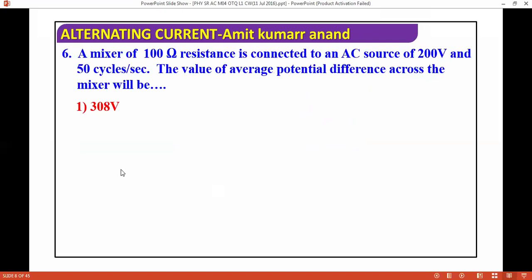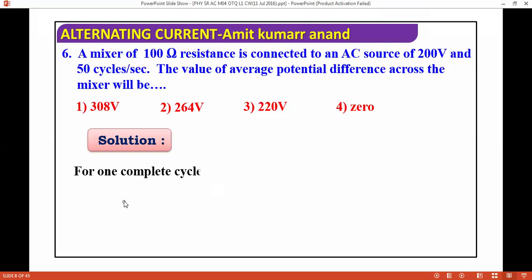A mixer of 100 volts is connected to a source of 100 volt, and in a second, the value of average potential difference across the mixer will be. The resistance is not relevant at all. Omega is given, 50 cycles per second. So we can do this question for 1 complete cycle. You will apply this relation here. So the average value of potential difference across the mixer will be.